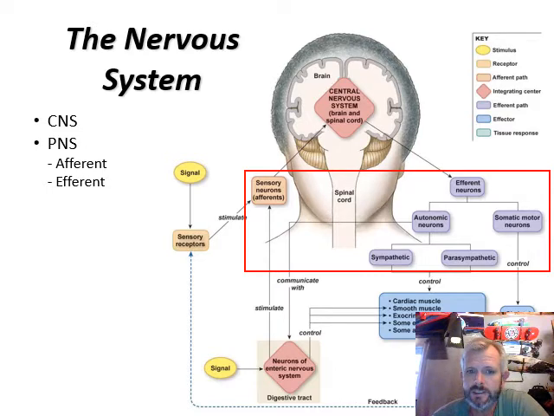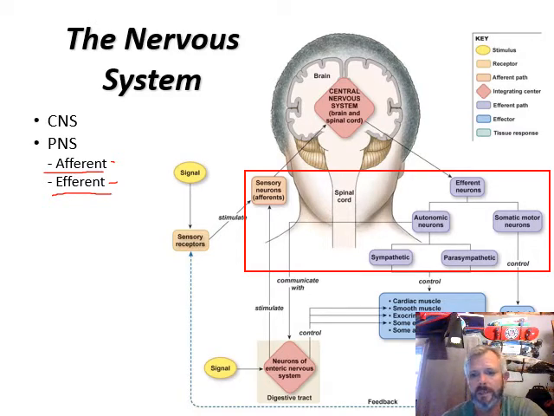And the peripheral nervous system can be categorized into afferent and efferent branches, or the synonyms, sensory for afferent and motor for efferent. Afferent is going to be the sensory. It's going to take information from the periphery and bring it in towards the central nervous system. The efferent, or motor, can take information from the central nervous system and send it out to the periphery, out to the organs in the body.